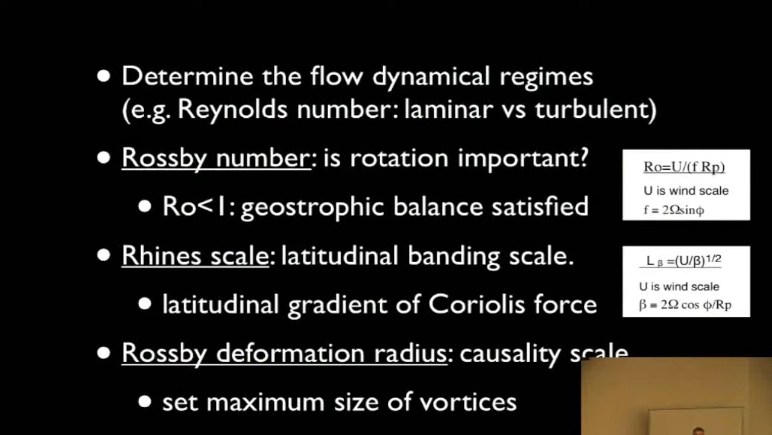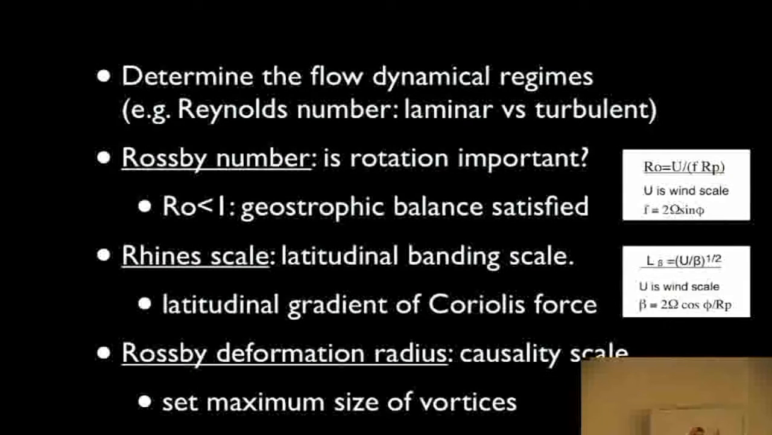And the typical number of bands you get is related to the value of the Rhines scale in that simulation of the 2D turbulence on the sphere. And the size of the vortex that you can achieve is related to the Rossby deformation radius. So that's a typical application of those numbers.